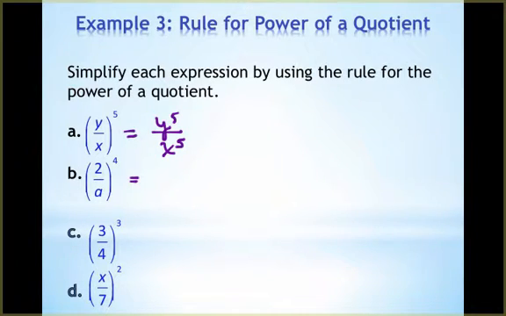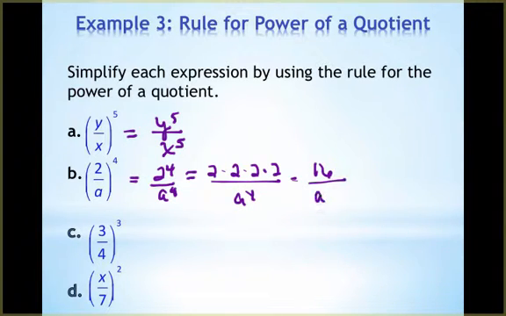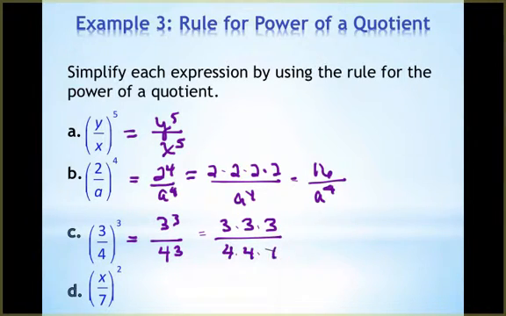2 over a to the 4th is 2 to the 4th over a to the 4th. But we know that 2 to the 4th is just 2 times itself 4 times, and that would be 16 over a to the 4th. 3/4 cubed is 3 cubed over 4 cubed, but 3 cubed is 27 and 4 cubed is 64. So our answer would be 27/64.